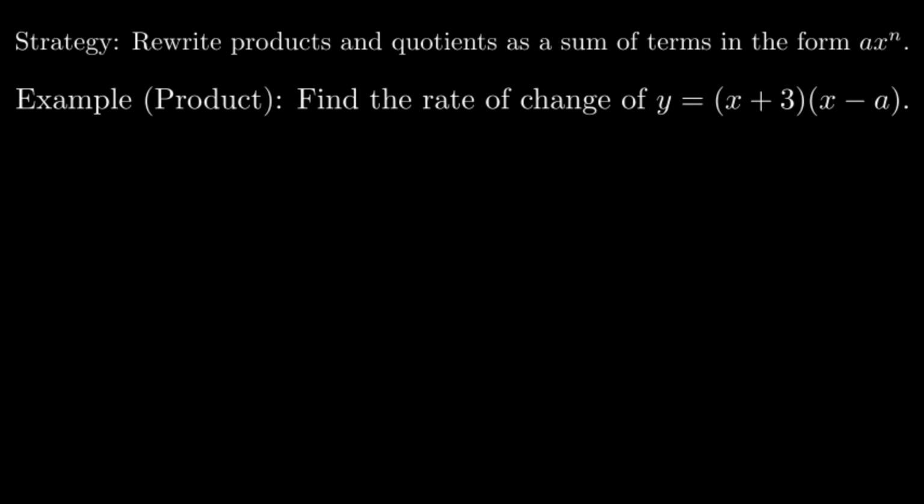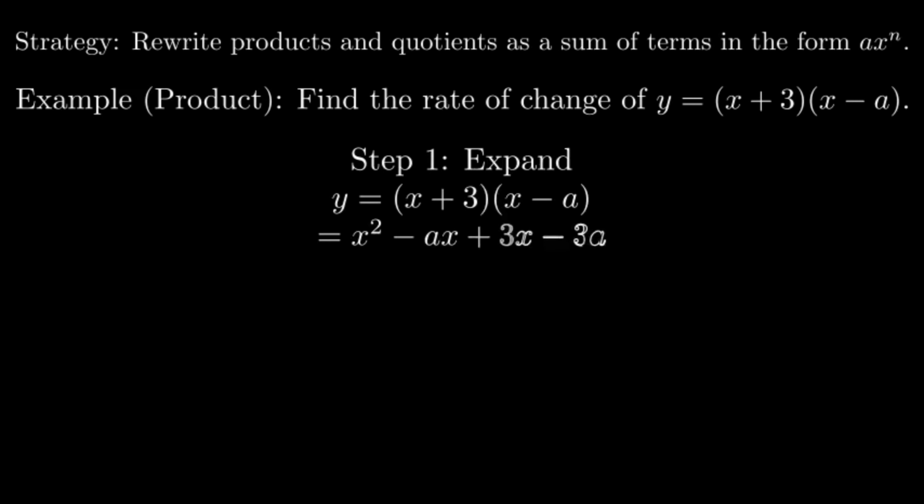Let's see an example with a product. Let's find the derivative, or rate of change, of y equals the quantity x plus 3 times the quantity x minus a, where a is just some constant. We can't differentiate this directly. First, we must expand the brackets. Using FOIL, we get x squared minus ax plus 3x minus 3a.